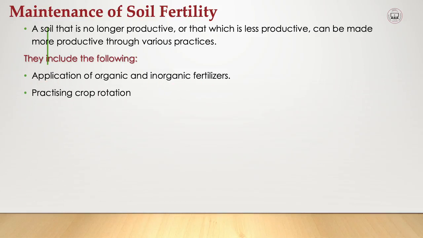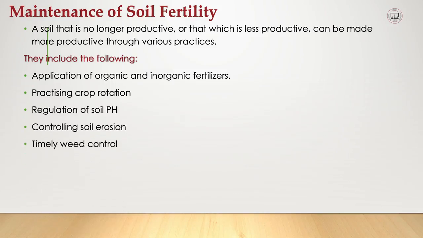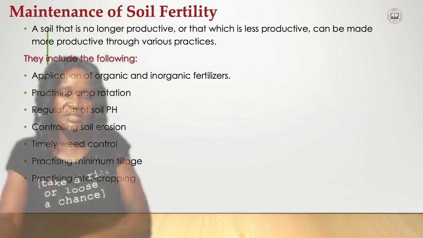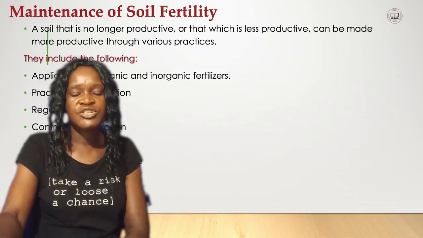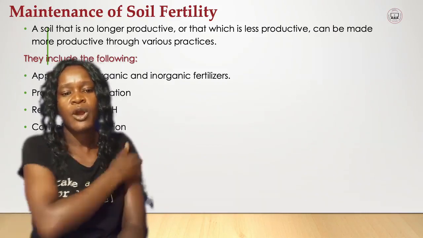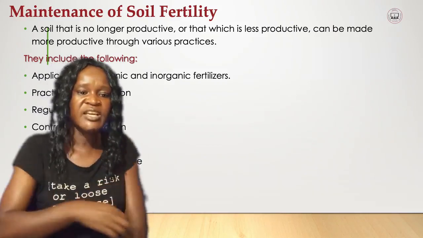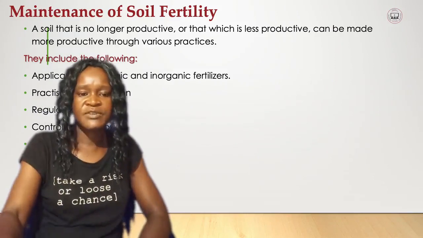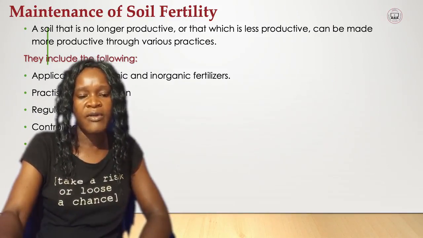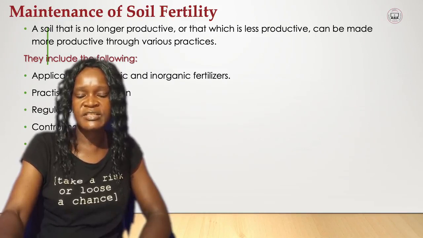Apart from that, practicing crop rotation and regulation of soil pH may help. Controlling soil erosion is also another way. Also timely weed control, practicing minimum tillage, as well as practicing intercropping. So now let us discuss in detail how each and every way will help to increase productivity of the soil or increase its fertility.